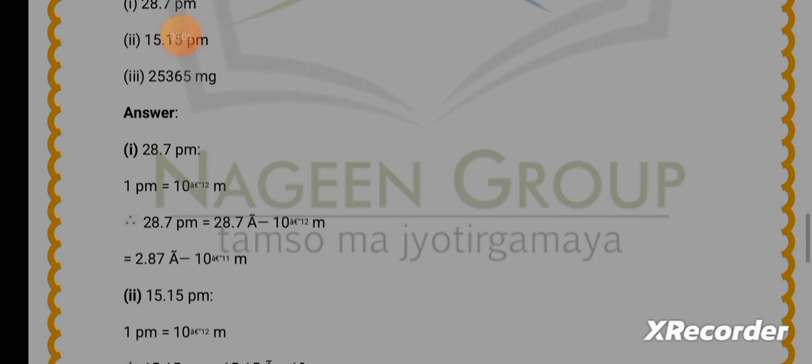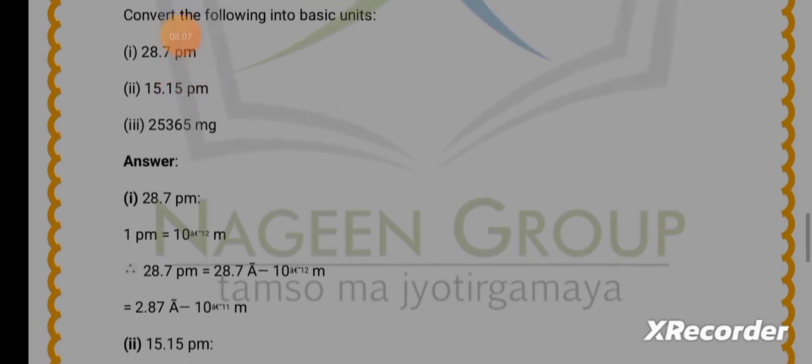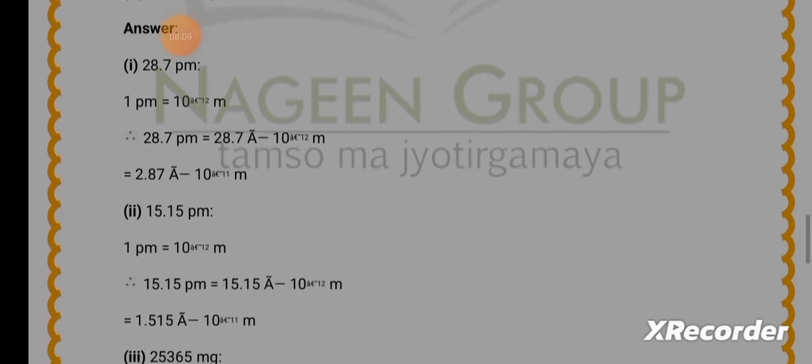Now next is 15.15 picometer. You know that 1 picometer is equal to 10 to the power minus 12 meter. So, 15.15 into 10 to the power minus 12 meter.